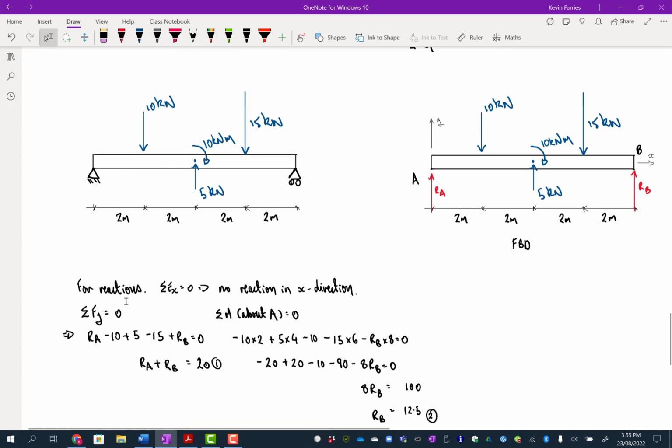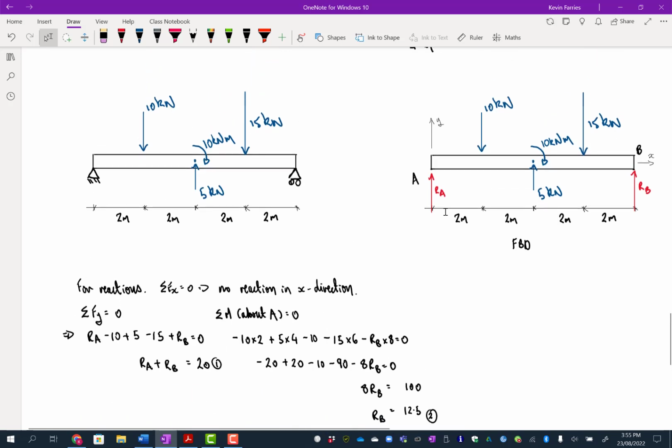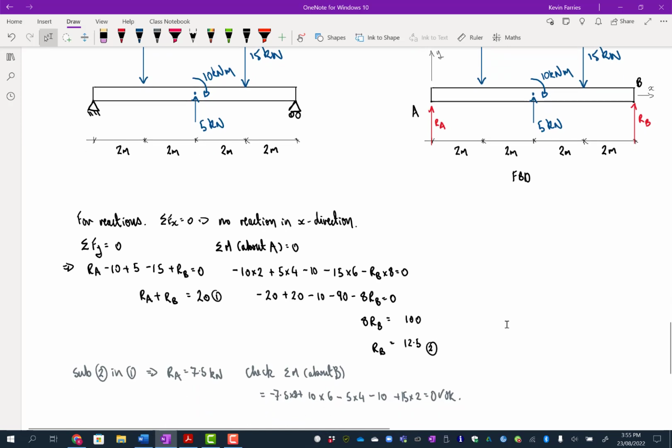So just work through. The sum of the x components, well, there is no x component, so there's no x reaction. Sum of the y components, work it through, and you get a formula, because we've got two unknowns, RA and RB. Then use the sum of the moments about A first, and we find that that cancels out the RA because it goes through that point, so we can figure out RB is 12.5. Should have really had some units in there.